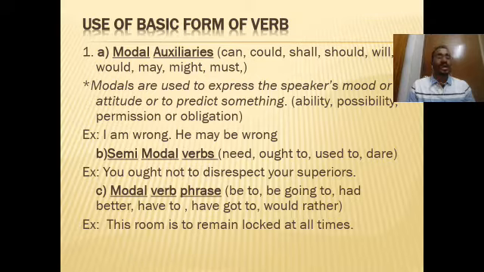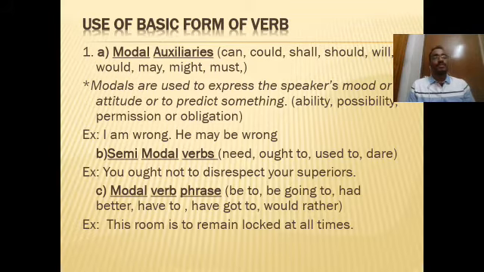So what are the modal auxiliaries? Modal auxiliaries are can, could, shall, should, will, would, may, might, must, and beside this there are some semi-modals like need, ought to, used to, dare, and beside this there are some modal verb phrases like be to. Be to means am to, is to, are to, and be going to, had better, have to, have got to, would rather. These are called modal verb phrases. Modal verb phrases are also semi-modal verbs.